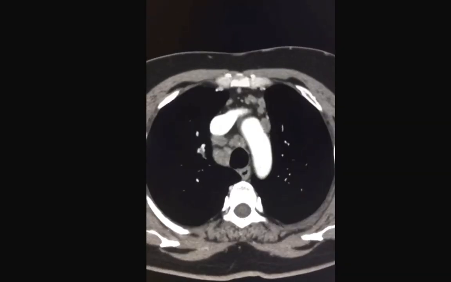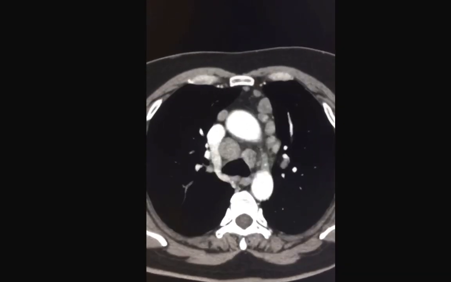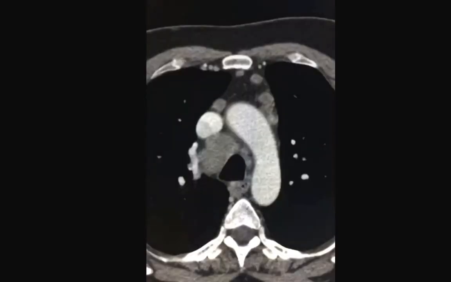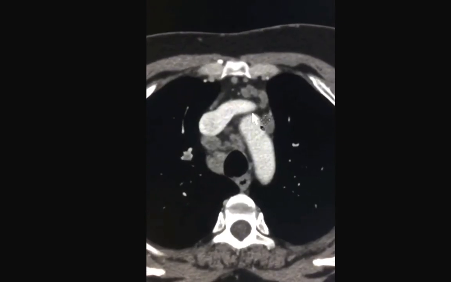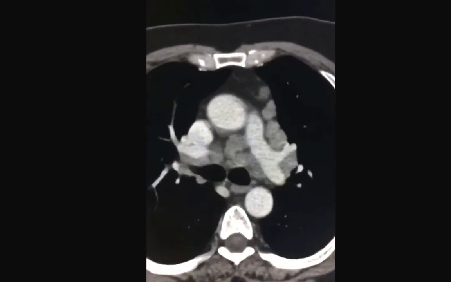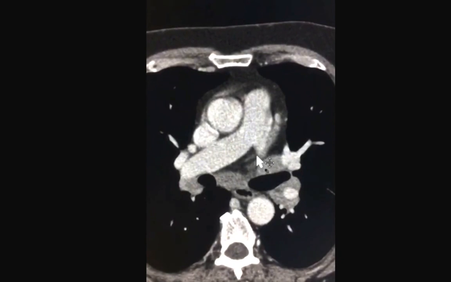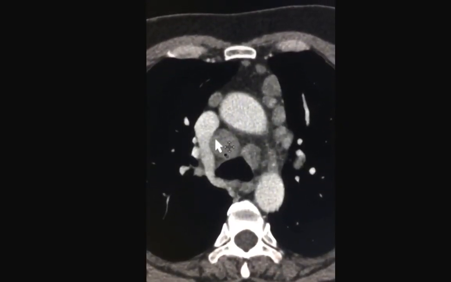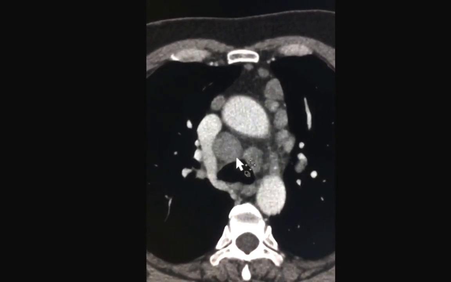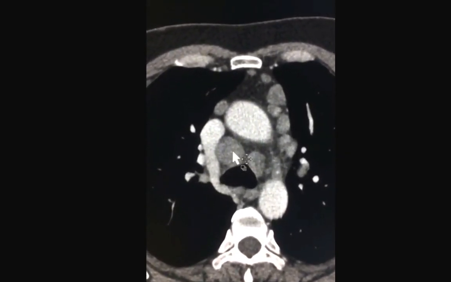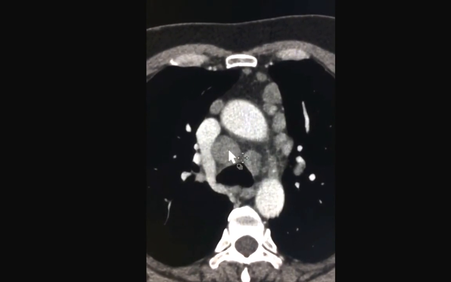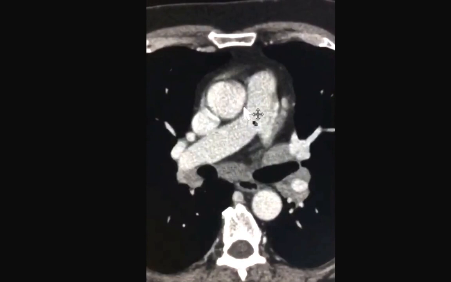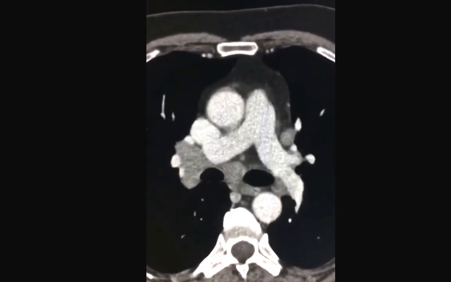CT scan of the chest on the same patient. The CT shows these rounded soft tissue densities within the mediastinum and in both hila, consistent with enlarged lymph nodes. This paratracheal lymph node, for example, is large and homogeneous without low density, so it means that there is no obvious necrosis.